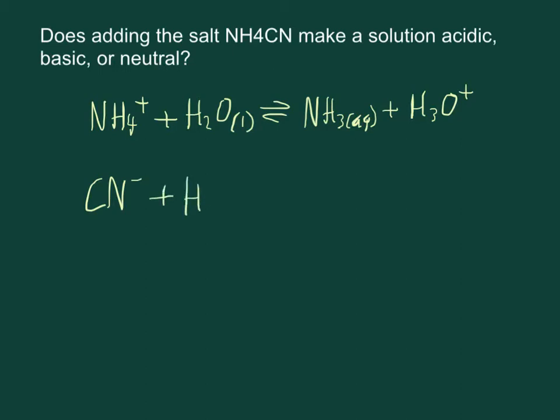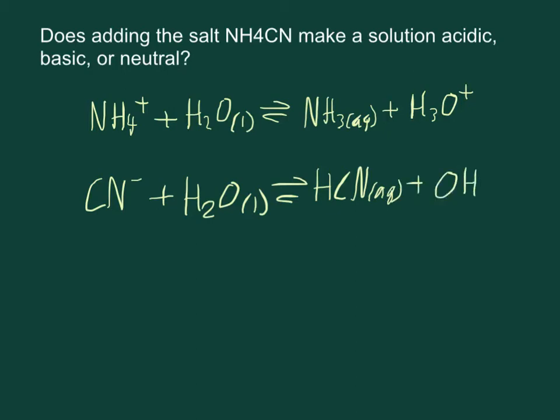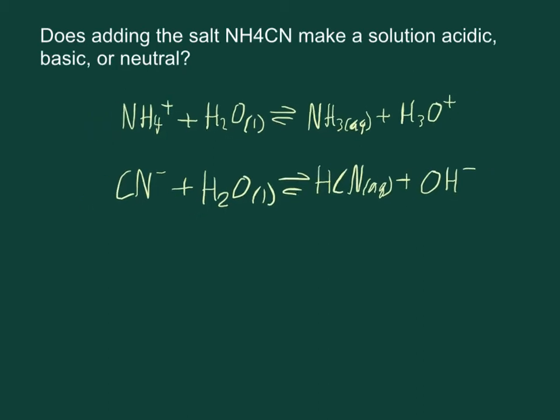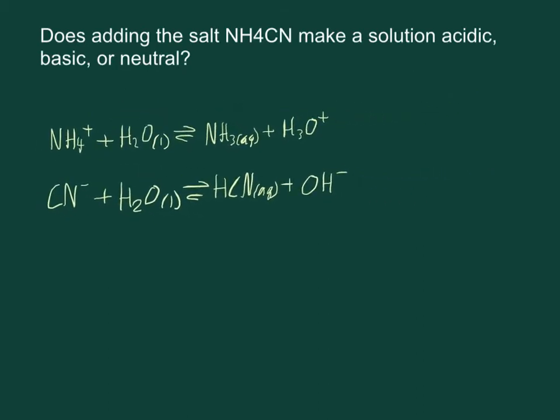Cyanide is a weak base. It will react to make HCN, and therefore an OH minus. A bit of a situation here, because before, when we looked, one of them reacted, the other one didn't. In this case, both react. So what we're going to need to do is we're going to need something else to figure out which one is more important. In this case, we want to know, are we making more H3O+, or are we making more OH minus?